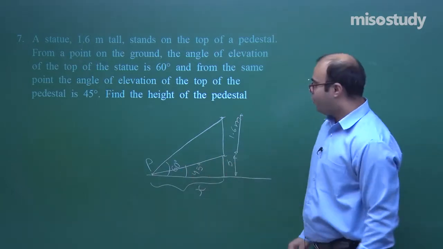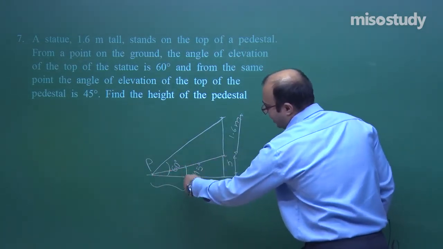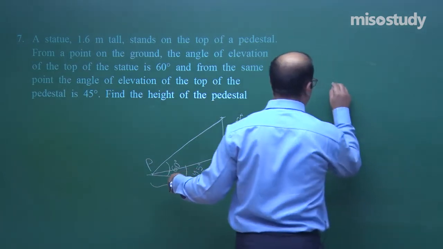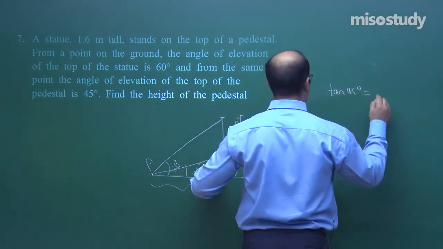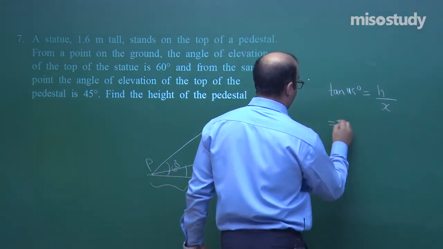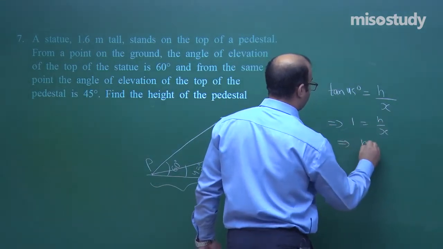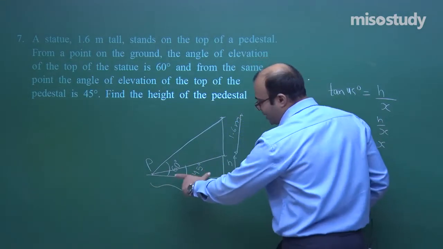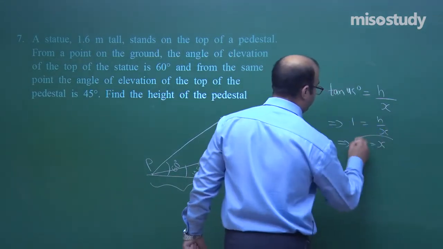Now, what we will do? We will take this smaller triangle, right angle triangle. Here this angle is 45 degree. So we will apply tan 45 degree is equal to perpendicular, which is h, upon base, which is x. So here tan 45 is 1 is equal to h by x. So we find h is equal to x. Though from diagram it doesn't seem so, so we have drawn rough diagram here. H is equal to x, which we get.